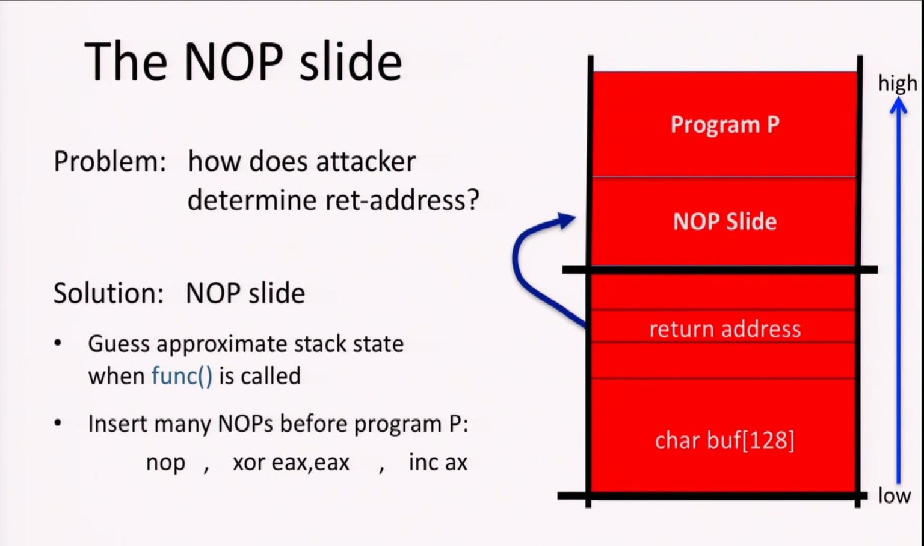In order to avoid calculating program P's location exactly, they can put a lot of nops, or no-op instructions, and therefore can roughly calculate the return address. If the return address ends up at a nop, then it will keep executing those nops, and eventually will reach the beginning of program P.